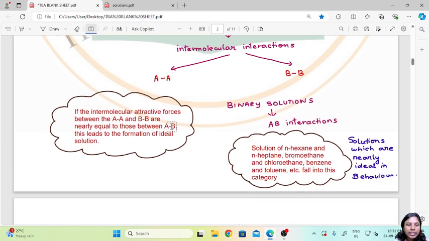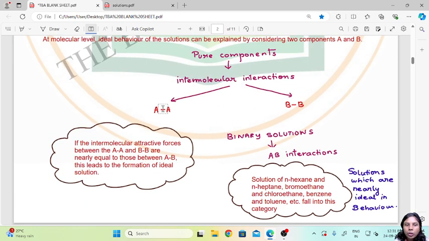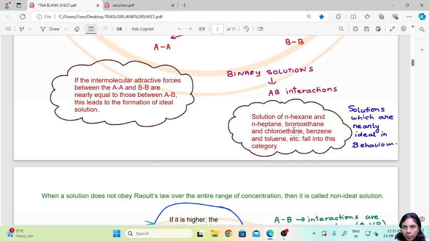Now if the attractive forces between AA and BB are nearly equal to those between AB, this leads to the formation of an ideal solution. So when we talk about pure components, if the interactions between AA and BB are equal to the AB interactions, only in that case can we say that this leads to the formation of ideal solutions.